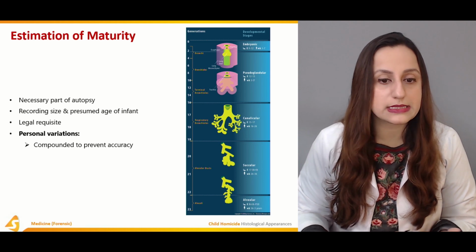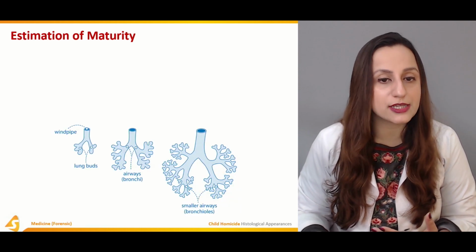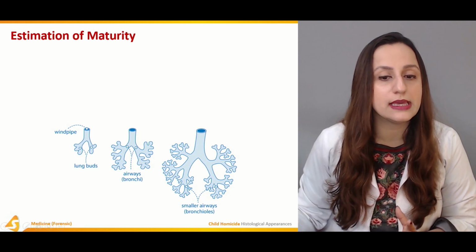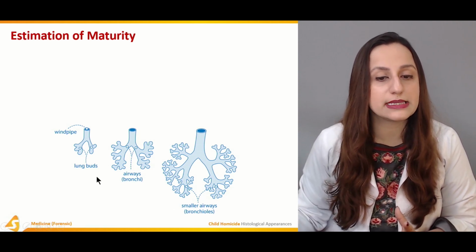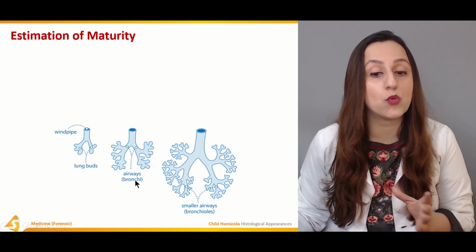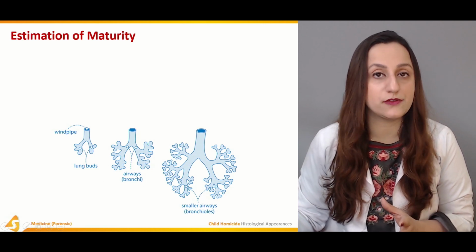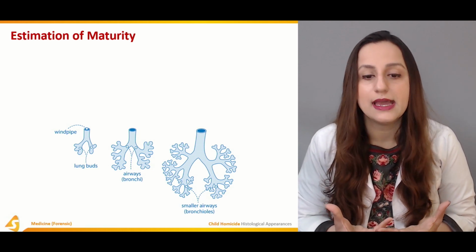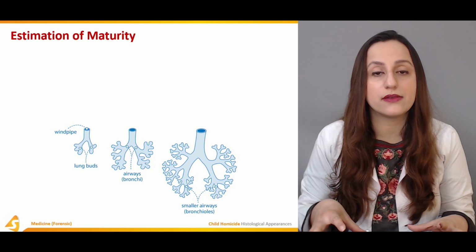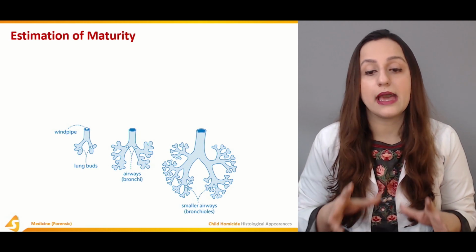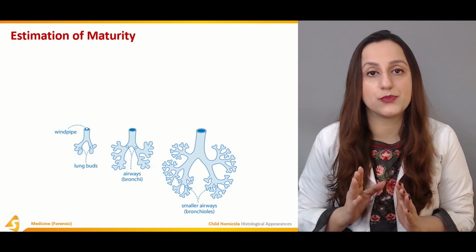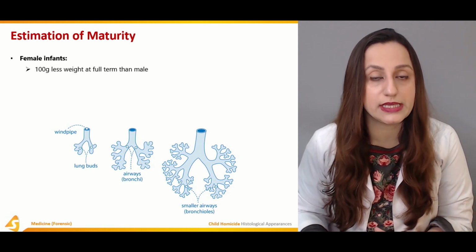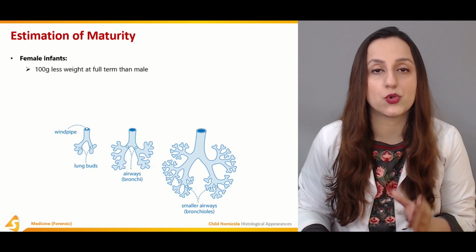It's basically a personal variation compounded to prevent the accuracy. And this diagram is basically showing how the alveoli modify as the age of the infant passes. For example, it's going to be just the lung buds in the initial state, and then they're going to develop into the airways, that is the bronchi, and then the smaller airways, that is the bronchioles, are formed. So these are the changes that are going to be observed in the lung of the infant or the neonate.